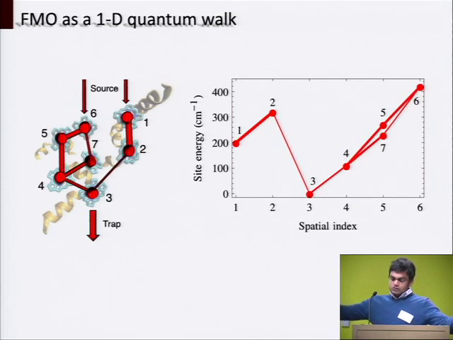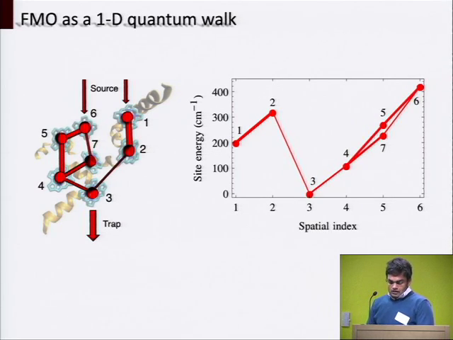You have 2 source nodes, 1 and 6 at the ends, and you have a sink node in the middle, 3. Okay? There's a slight ambiguity here that 5 and 7 are equally or very strongly coupled to 6 and also 4, but you can collapse those 2 into a single node in a quantum walk. And you have a 6-node quantum walk, and you have things coming from the ends and moving to the middle.